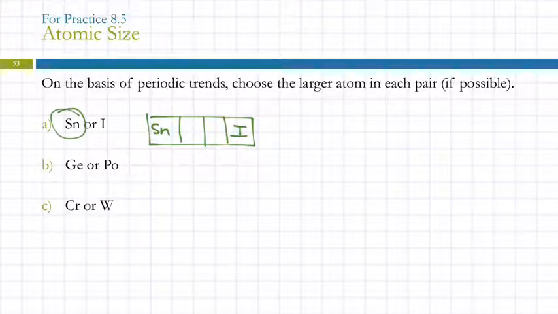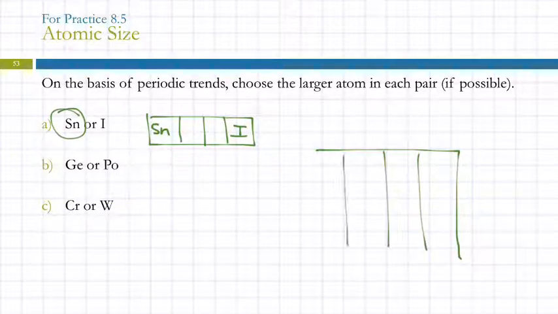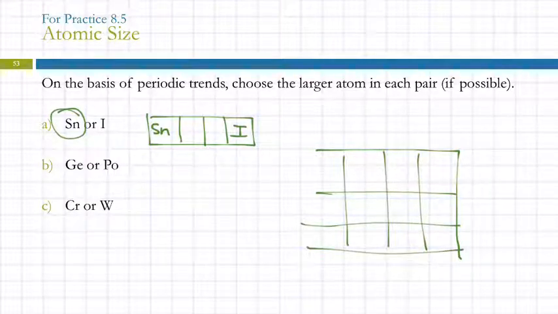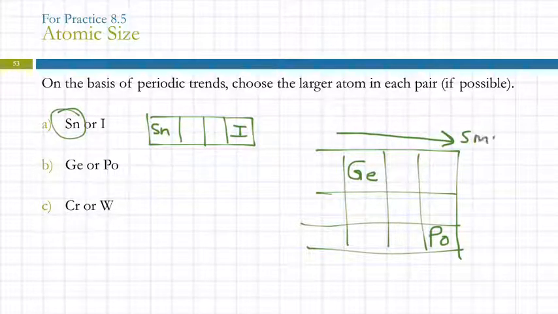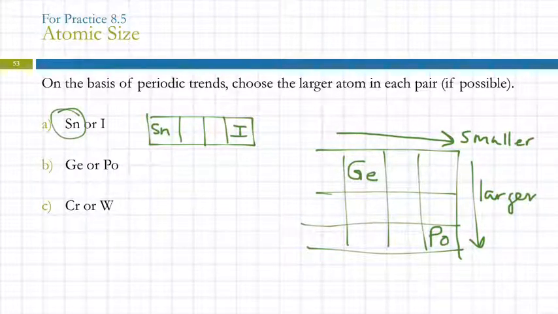Germanium and polonium. I really should have a periodic table here. We just need their relative positions. So if polonium's down here, germanium is up here. Well, here we've got a diagonal going on, right? So as we go across this way, things get smaller. So that trend would predict that polonium is smaller than germanium. But as we go down, the trend says they get larger. So we have opposing trends.